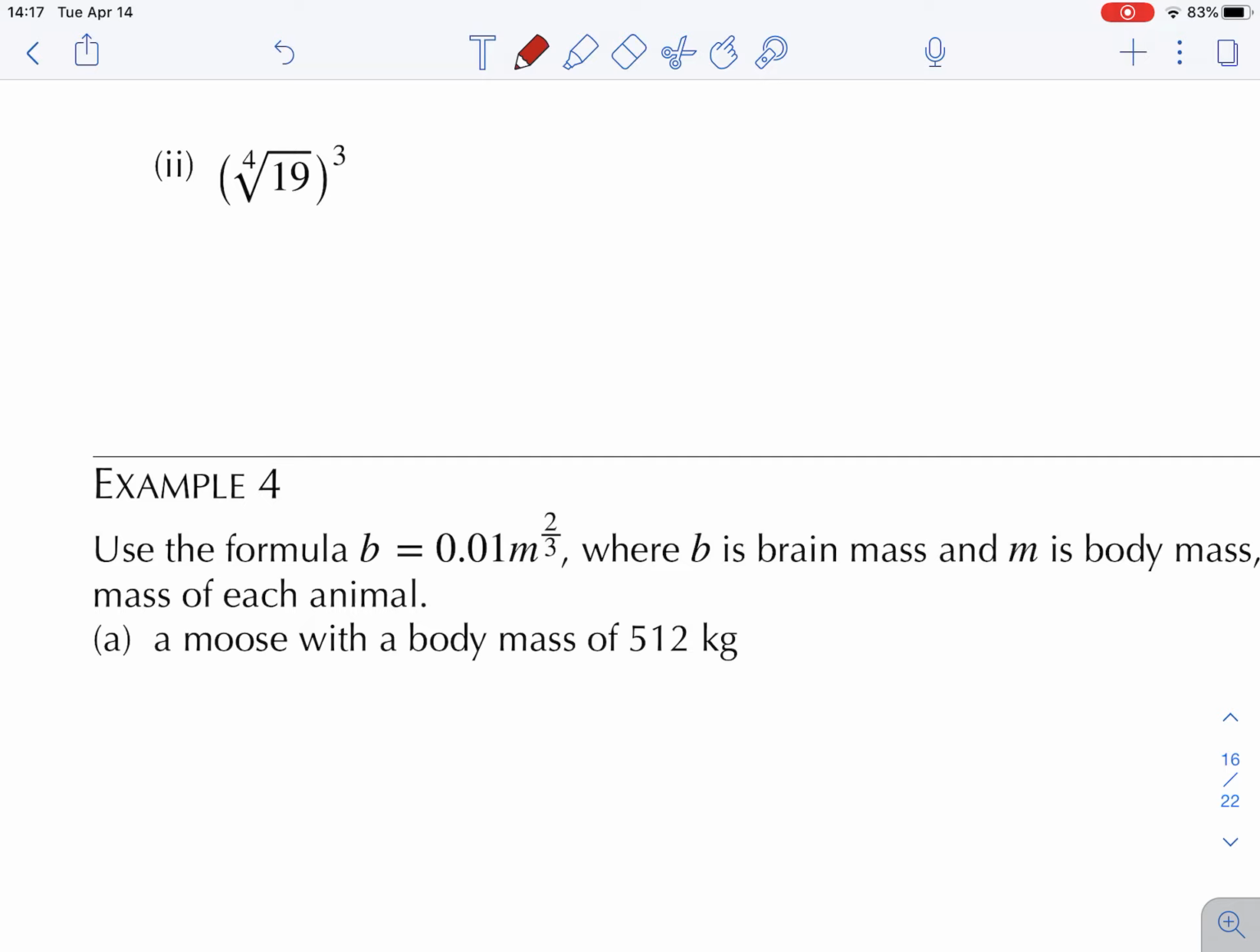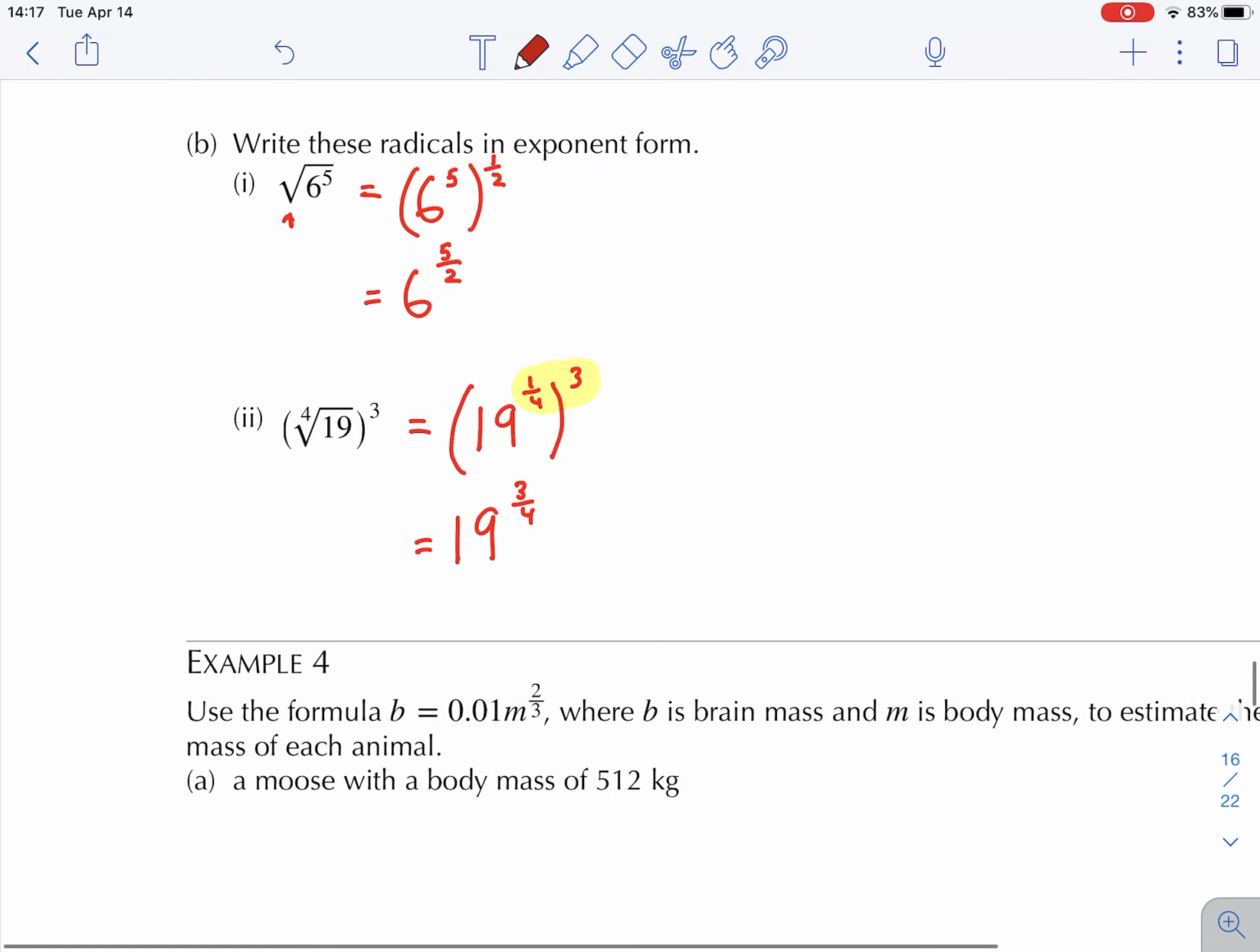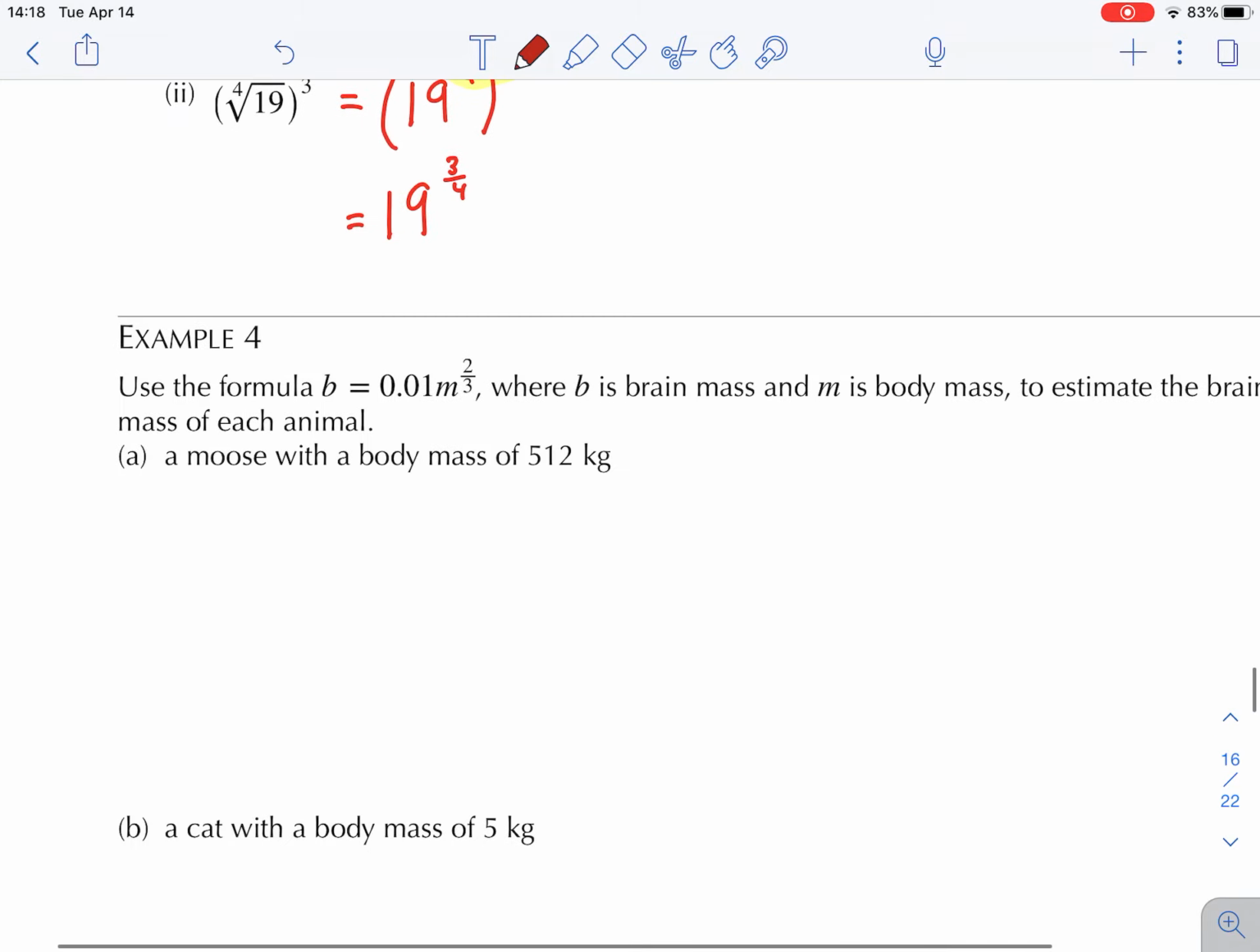Number 2, the fourth root of 19 to the power of 3. Notice now that we have parentheses, so we have to keep those parentheses around. So we're going to have 19 to the power of 1 over 4, right? The fourth root of 19 is 19 to the power of 1 over 4. We're going to raise that to the third power. Now we multiply our exponents together like our exponent law says, and we're going to get 19 to the power of 3 over 4. All right, you can take a fractional exponent, turn it into radical form. You can take a radical and turn it into a fractional exponent form.